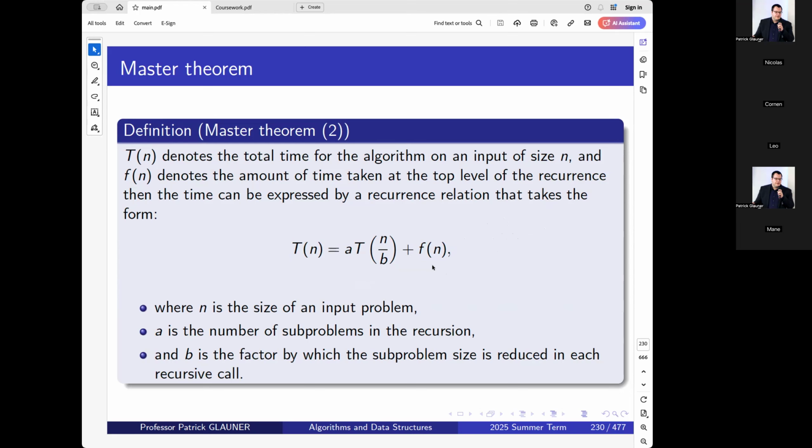If you have a recurrence relation that fits into this pattern, and we have some base case like T of 1 is 1 or constant, whatever, then we can apply the master theorem to solve this. And so n is the size of the input problem. B is the factor by which the subproblem size is reduced. Remember, for binary search, we said n gets halved, so the subproblem is half the size. So B is that factor by which we divide. And A is the number of subproblems in the recursion.